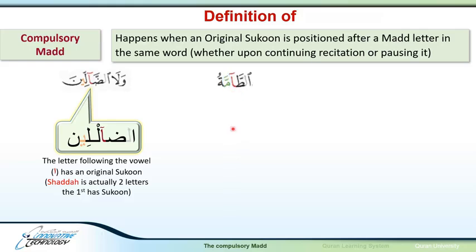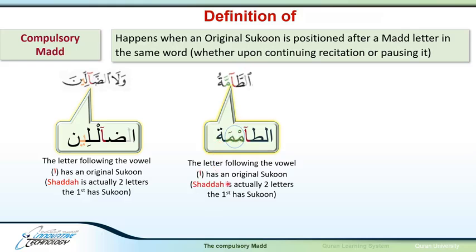Now the next example is a tam. We'll realize here that there is a meme with a shadda. This meme is originally a meme with sukun followed by a meme with a fatha. The letter following the alif has original sukun. This shadda that we see here is practically two letters, the first one with original sukun.